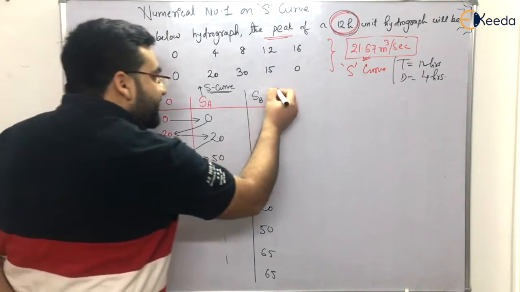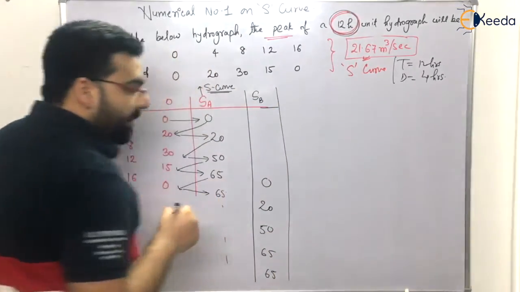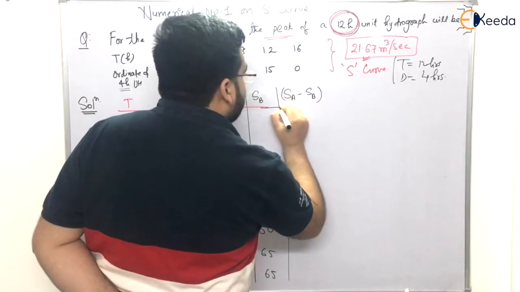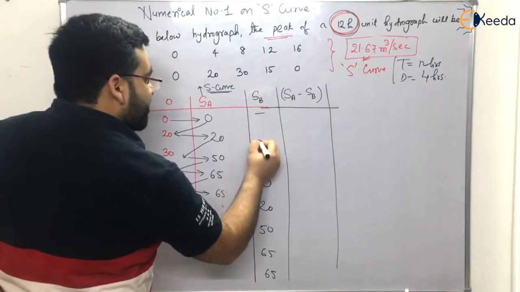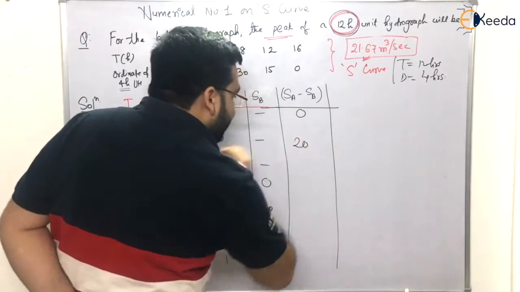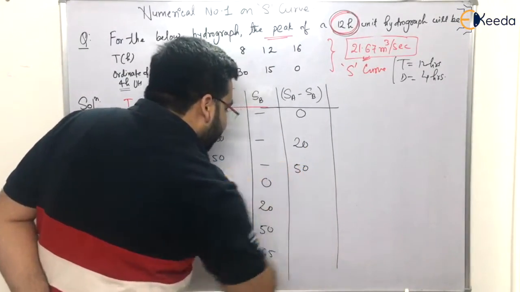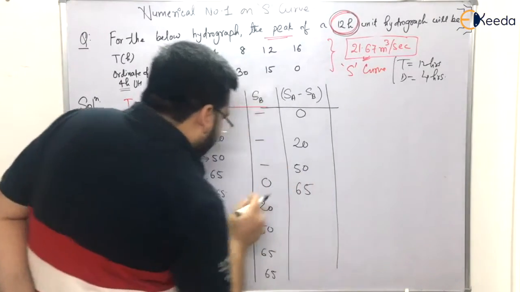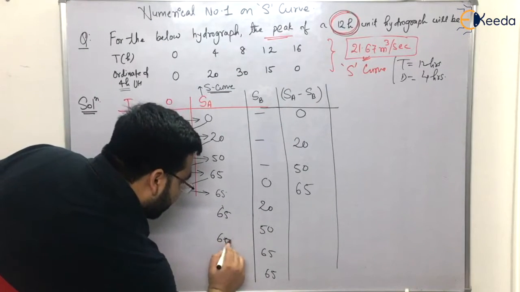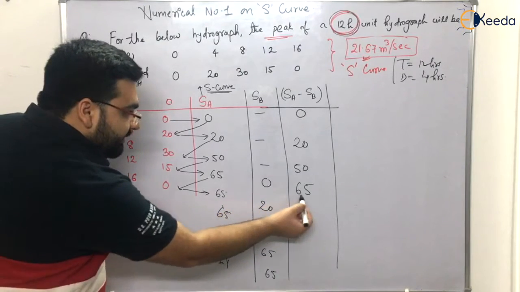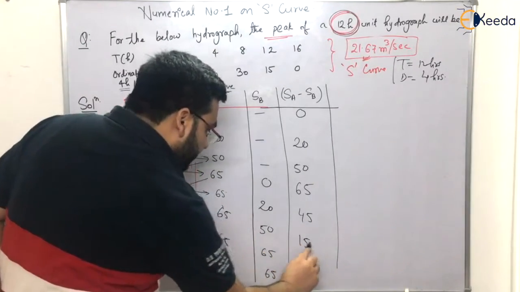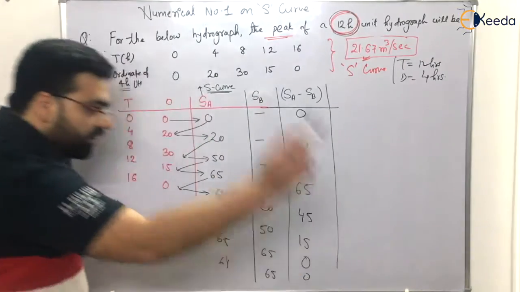Now the third step: we have to do SA minus SB. This is the third step. SA minus SB is 0, then 20, then 50, then 65. Then it will be 65 again, and so on. SA minus SB will be 65, then 45, then 15, then 0, 0, 0, and so on.